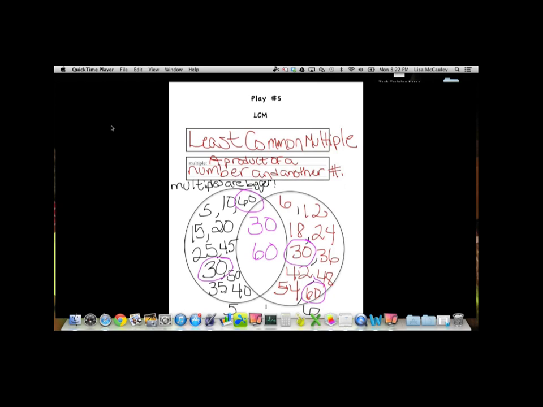Then, if you look at the title of least common multiple, we see the word least. That means the smallest. So we want to find the smallest of the common multiples. The smallest of the common multiples is 30. So that's the one that is the least common multiple. All right, I'm going to give you a little bit of time to make sure you have all that written down before I move on.